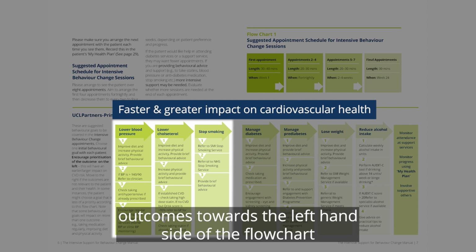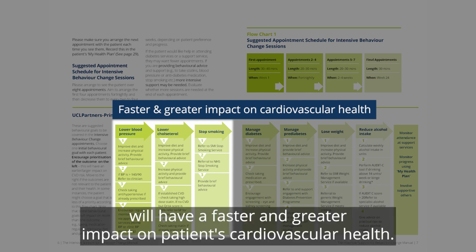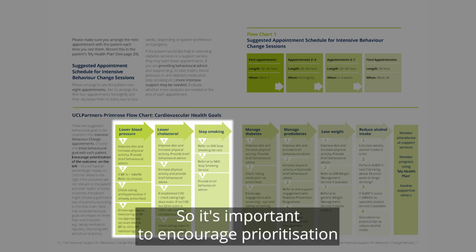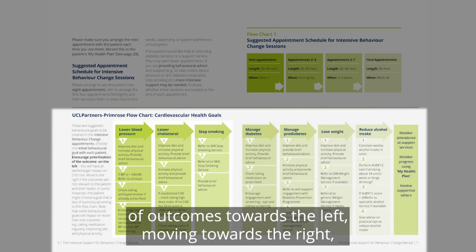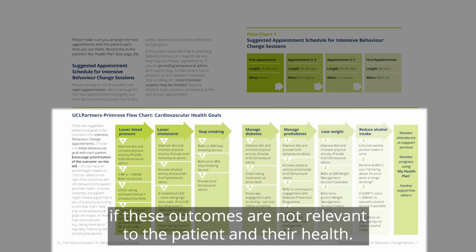Outcomes towards the left-hand side of the flowchart will have a faster and greater impact on patients' cardiovascular health, so it's important to encourage prioritization of outcomes towards the left, moving towards the right if these outcomes are not relevant to the patient and their health.